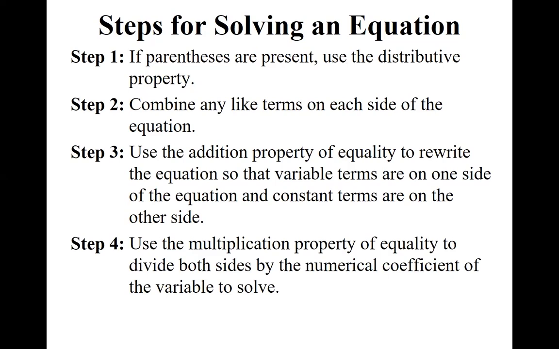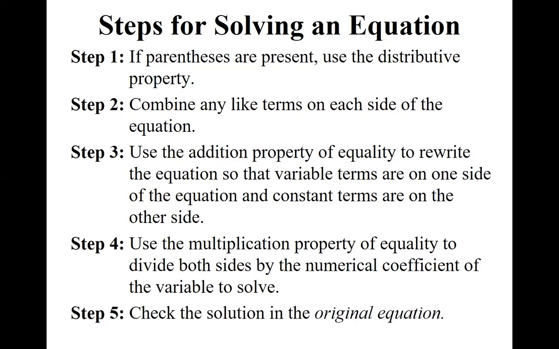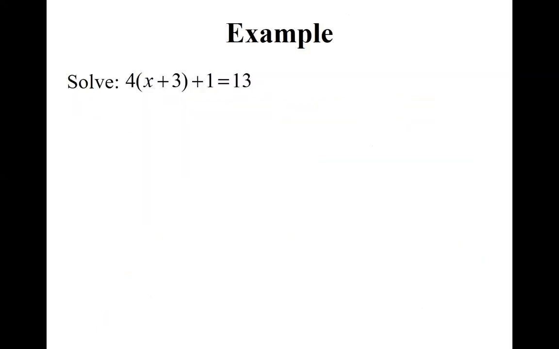Finally, we divide both sides by the coefficient of the variable to get it by itself. And then if you want, check your answer, but make sure you're checking it in the original equation. So once again, let's apply that to this problem. 4 times the quantity x plus 3, plus 1 equals 13.